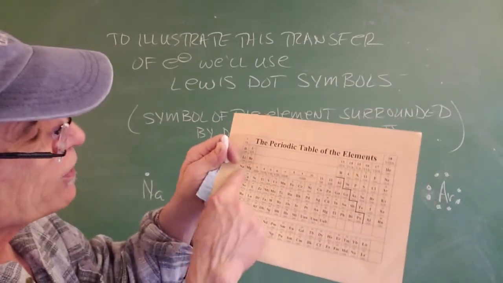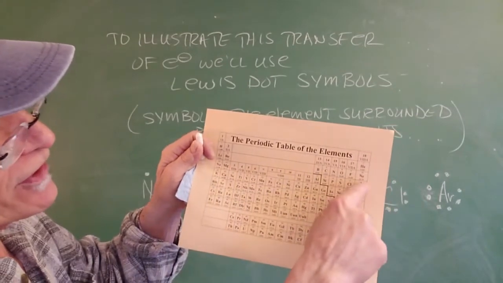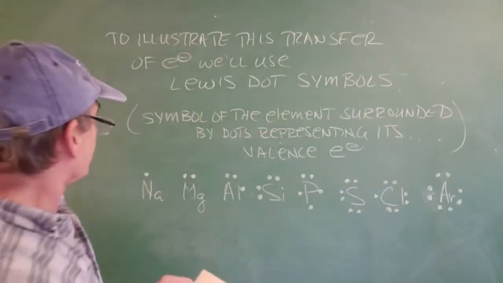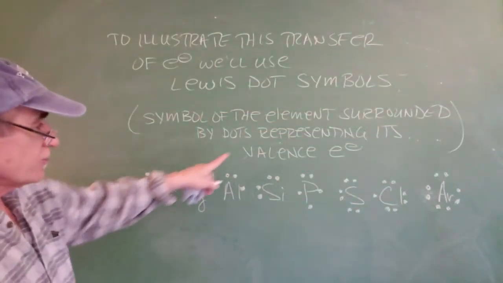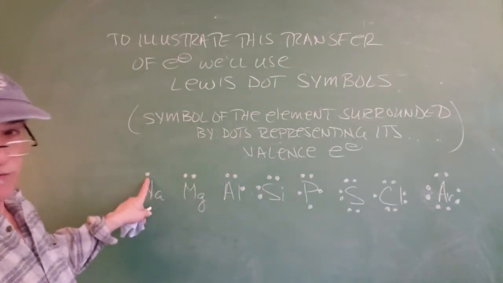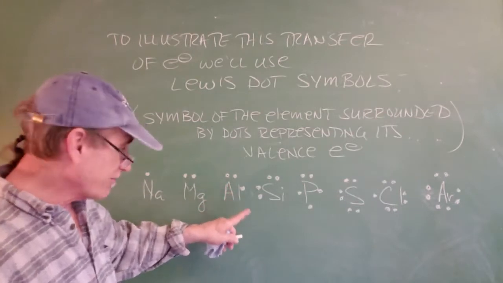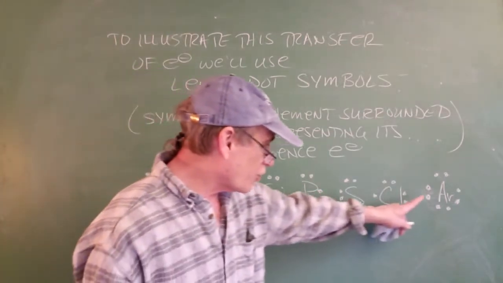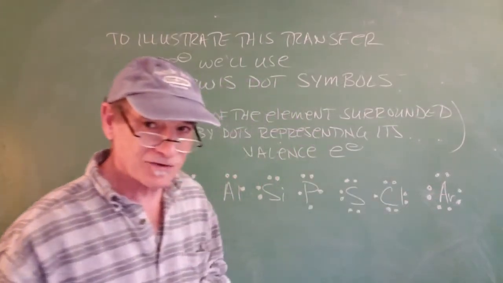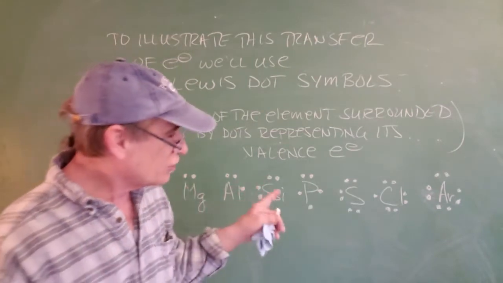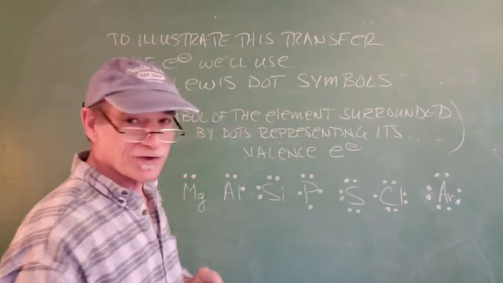So if we started here with sodium and just marched our way across this third period, sure enough, sodium being in group 1, its Lewis symbol would just simply have one dot. The magnesium would have 2, aluminum being in group 3 would have 3, all the way over to argon, which has 8 electrons. Now, we can use this to show how the transfer of electrons takes place.